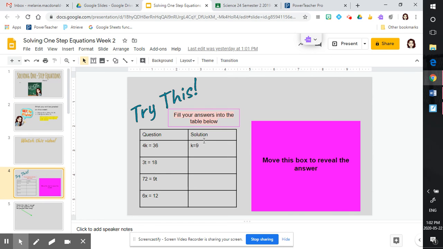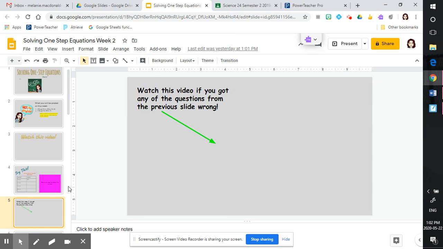So now what you're going to do is you're going to go to your slides. Just go to slide 4 now. There are 3 examples for you to try. One of them is already done for you. You might need to do this on a separate sheet of paper, and that's okay. Then type your answers in and move this hot pink box to reveal the answer. If you got some questions wrong, there's going to be a video right here for you to figure out what you did wrong.